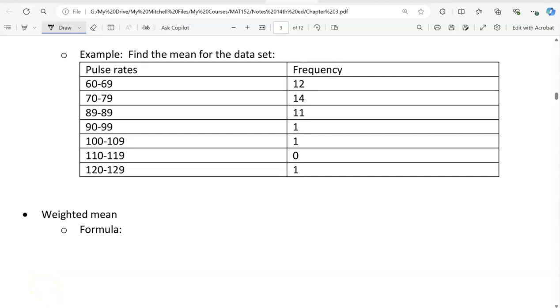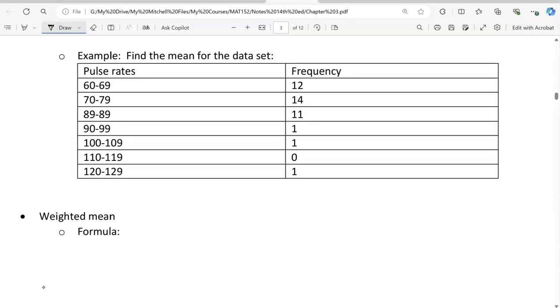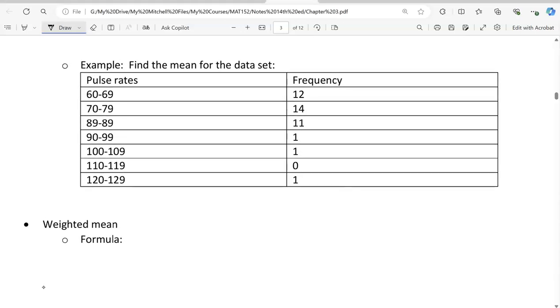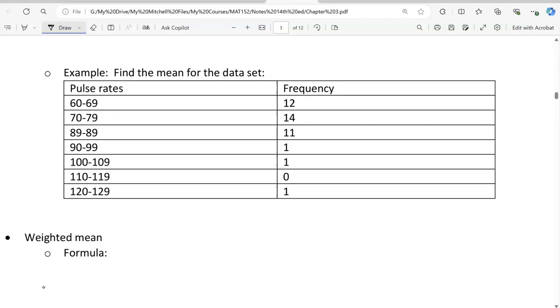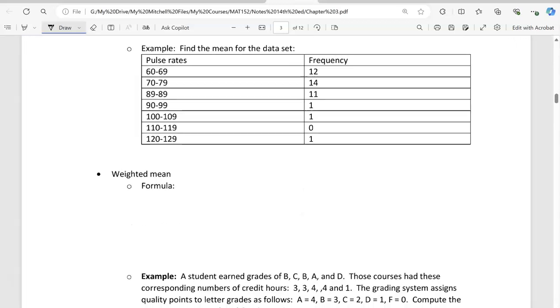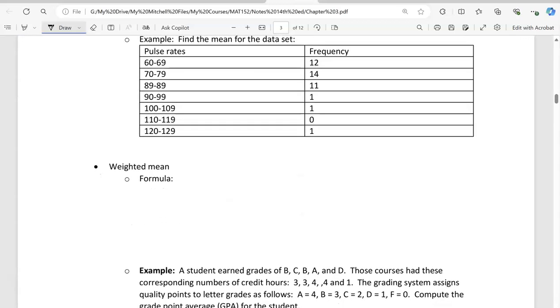In this video, we are going to look at how to find the weighted mean. To find a weighted mean, we are going to look at that mean. It's the sum of the frequencies times the values divided by the sum of the frequencies.